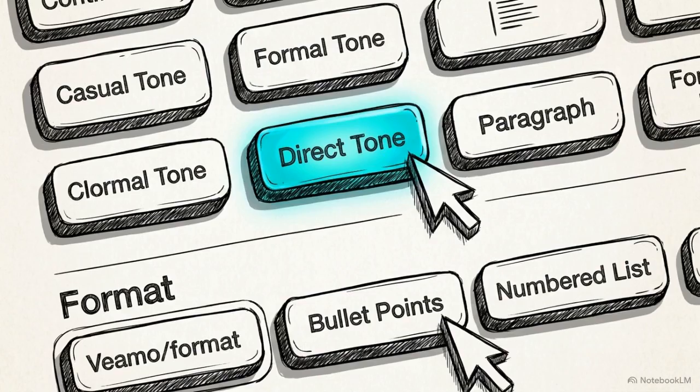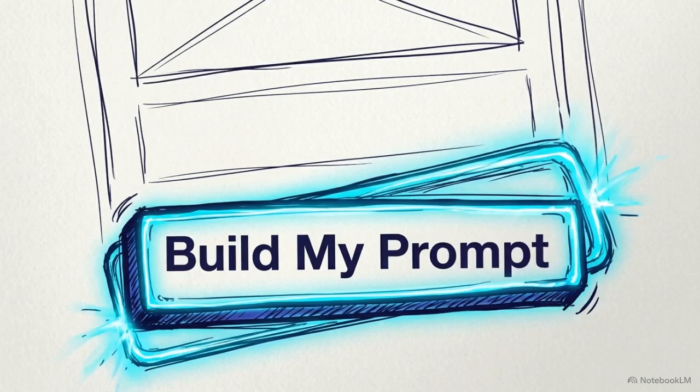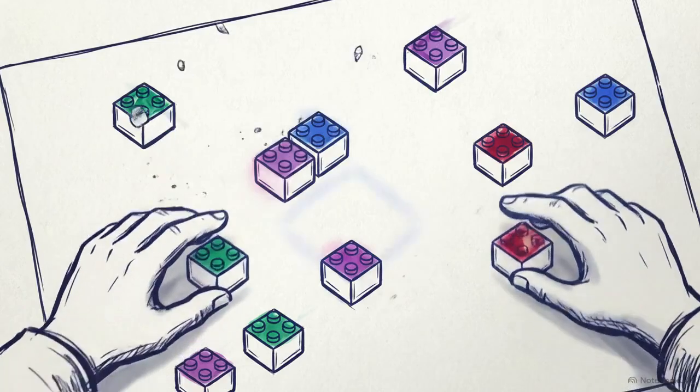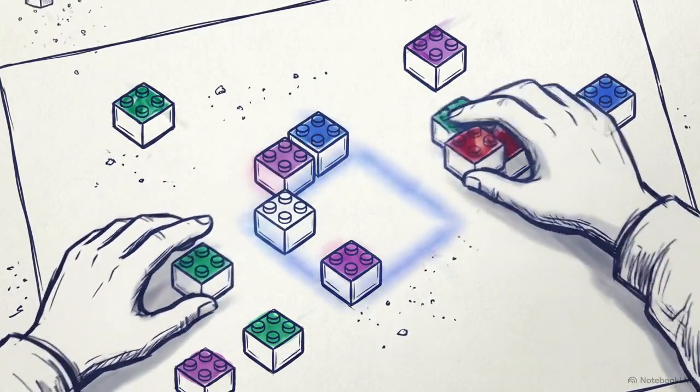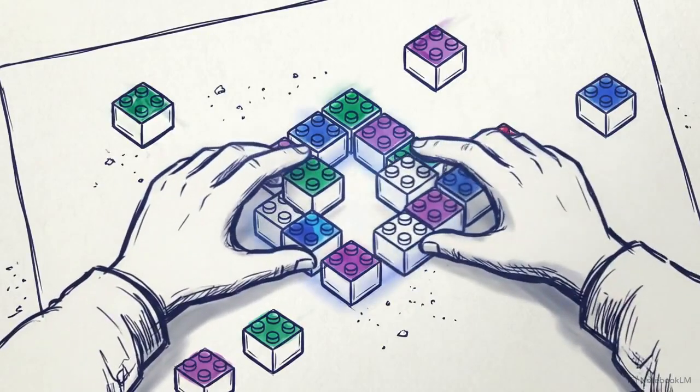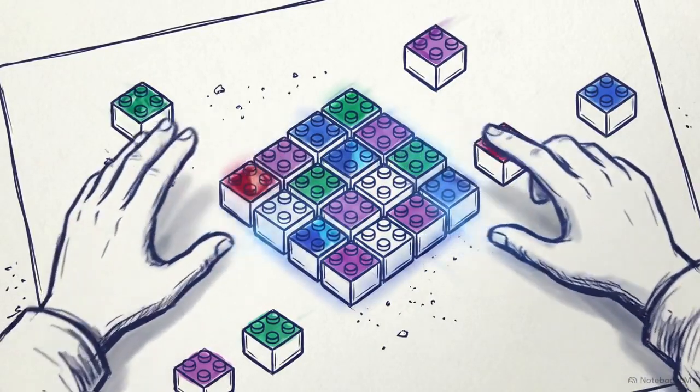Once the role is set, you simply tap the preset chips to define things like tone and format, then hit the Build button to generate the final text. The wizard removes the need to memorize the structure. It handles the organization, leaving you to focus on the specific details of your project.